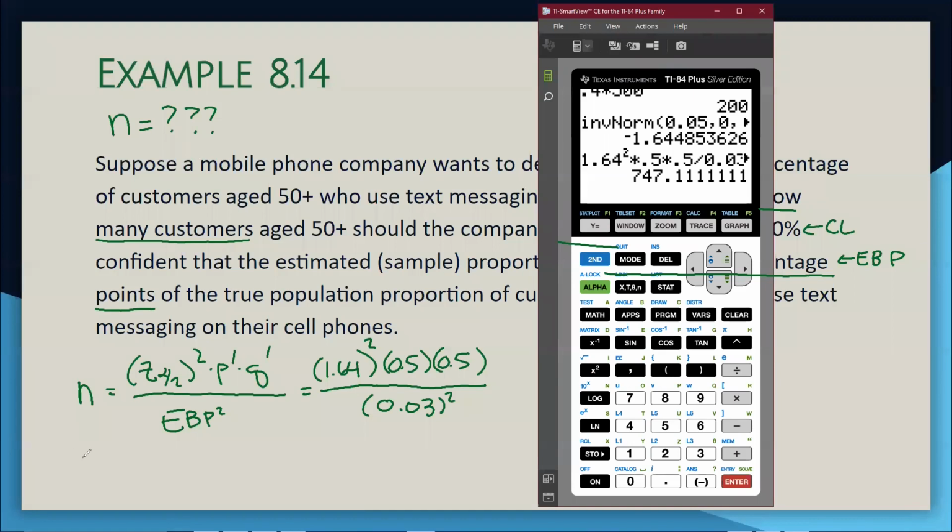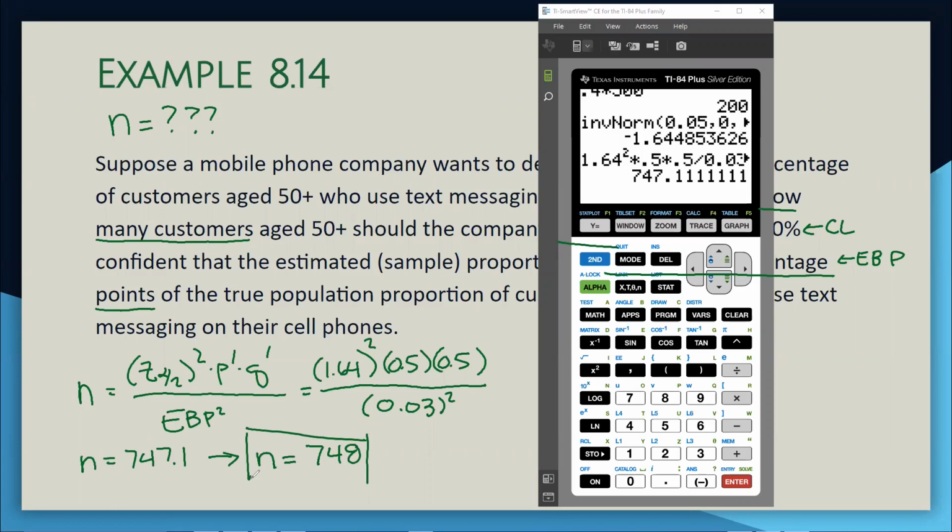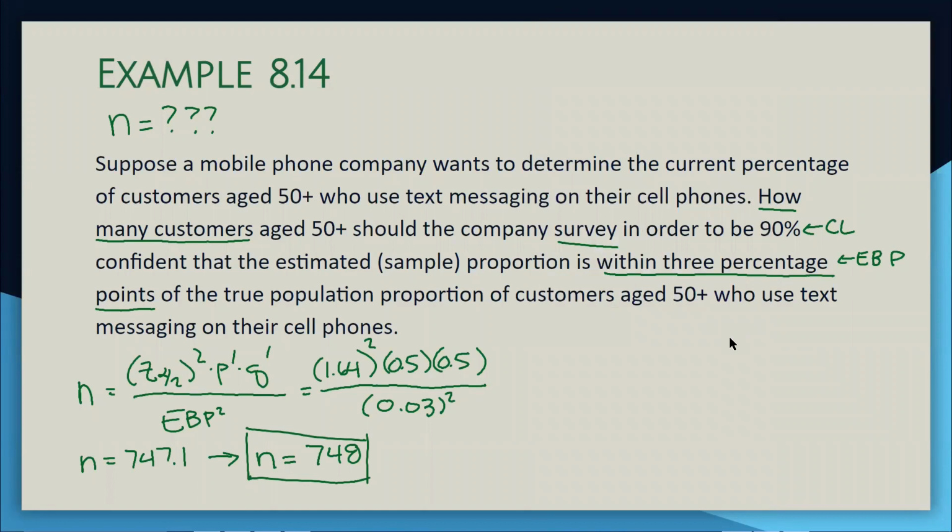747.111111. So n equals 747.1. And remember that we always round up. I can't have 0.1 of a person. So we're going to use 748. So if we want to ensure that we've got a margin of error that's about 3%, that means that we need to use a sample size of 748 people to ensure that we can be 90% confident that we're within that 3% rate.